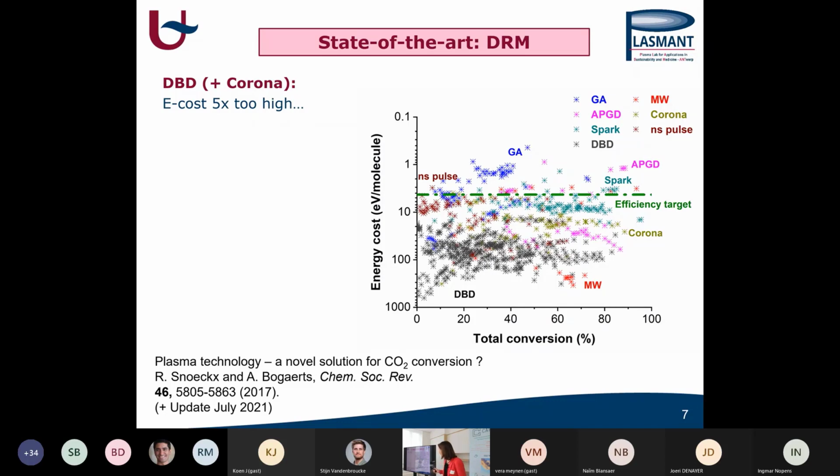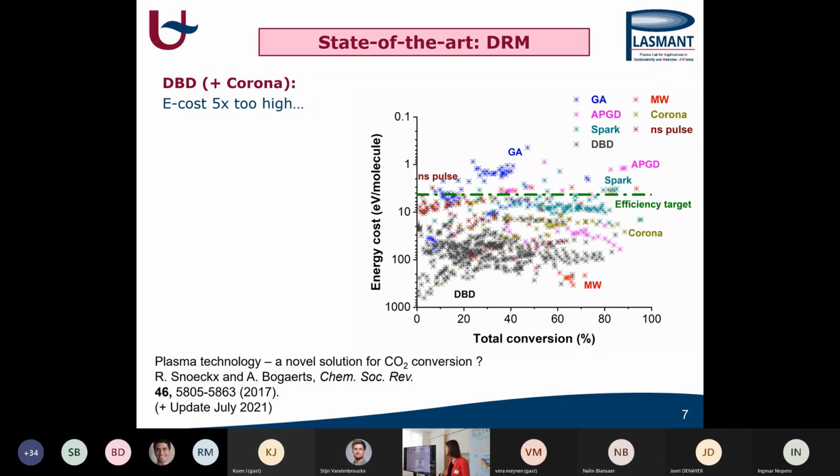But here we plot the energy cost. The reason actually was that you can only define the exact energy efficiency of the process if you know all the products that are formed. And in CO2 splitting, this is easy. This is just CO and oxygen. In dry reforming, you can make syngas, but you can also make methanol, formaldehyde, and other products. So it's more difficult to define the exact energy efficiency. So we defined the energy cost, and the efficiency target was 4.3 electron volt per molecule.